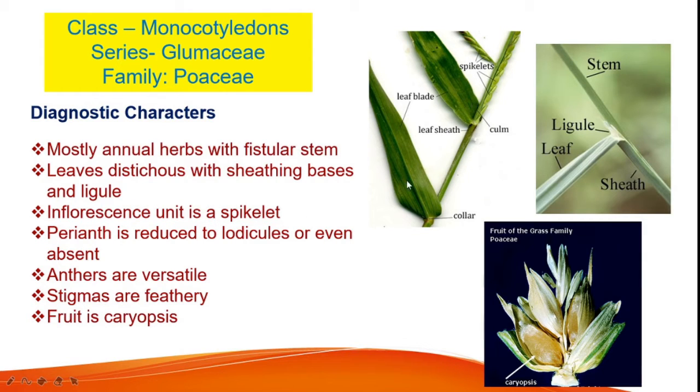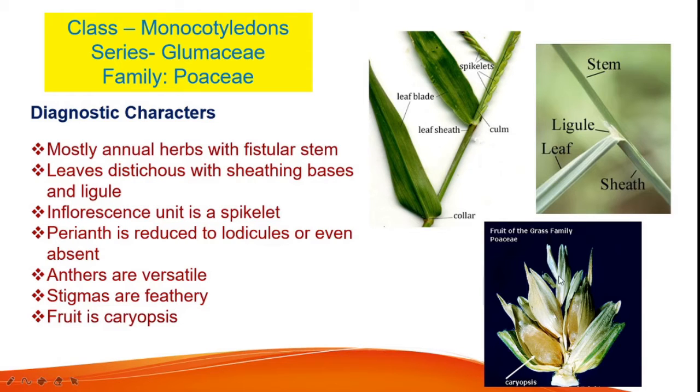You can see here the structure of the leaf. Leaf blade is there, leaf sheath is this one. These are the spikelets. You can see here the ligule is present in the axis of the leaf. This is the stem. This is the sheath that is surrounding the stem. Perianth is reduced to lodicules or even absent. Anthers are versatile. Stigmas are feathery. Fruit is caryopsis. This is the fruit of the plant family Poaceae.